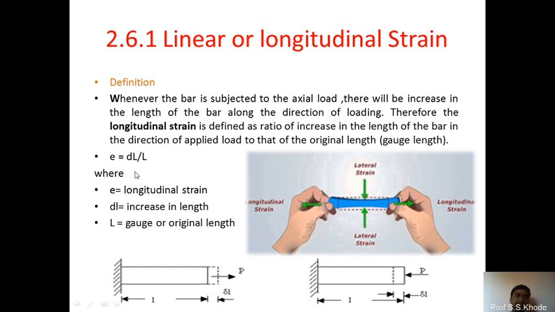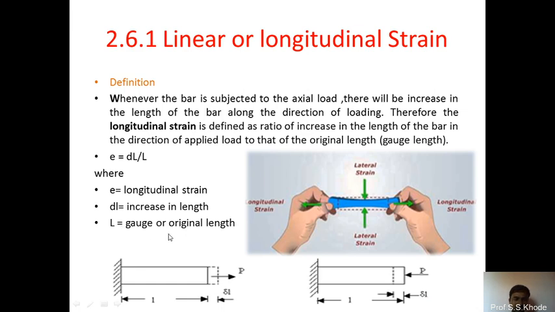Here, generally, the linear strain is denoted by epsilon. In most reference books, you will observe it is denoted by epsilon, but for our reference, for further numericals, we will denote it by the small e. Small e is the longitudinal strain. Then delta L is the increase in length, and small l is the gauge or original length.